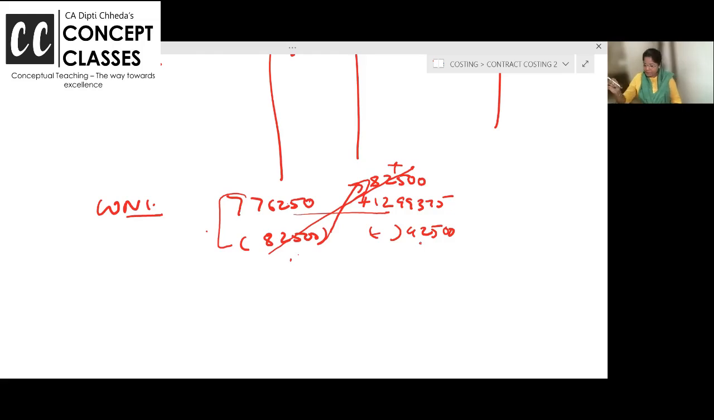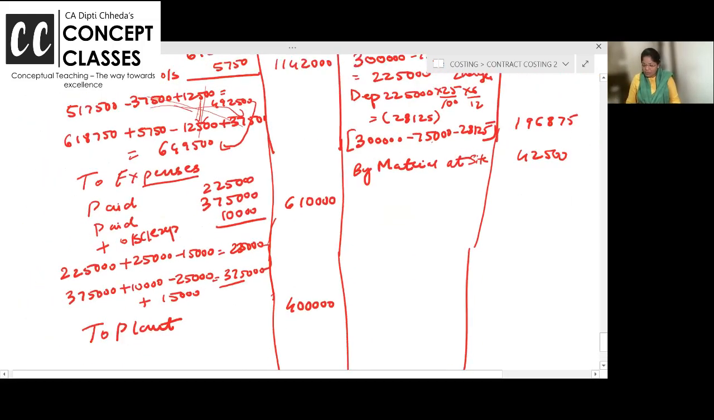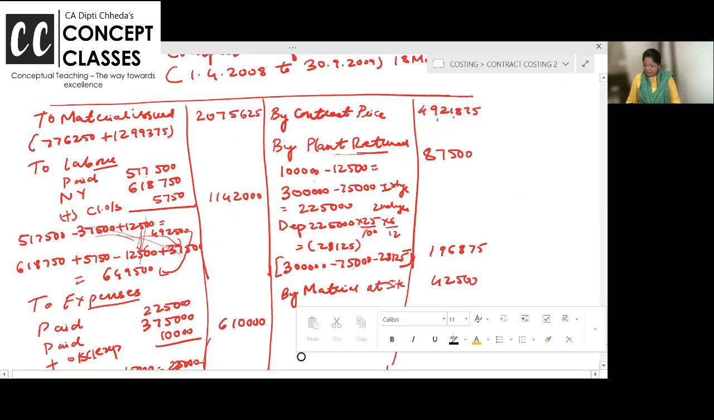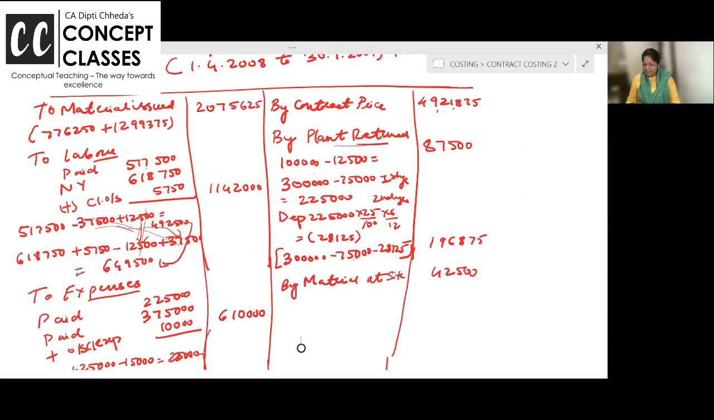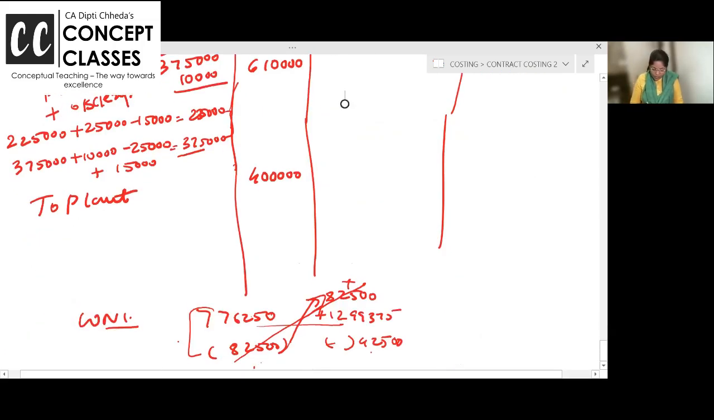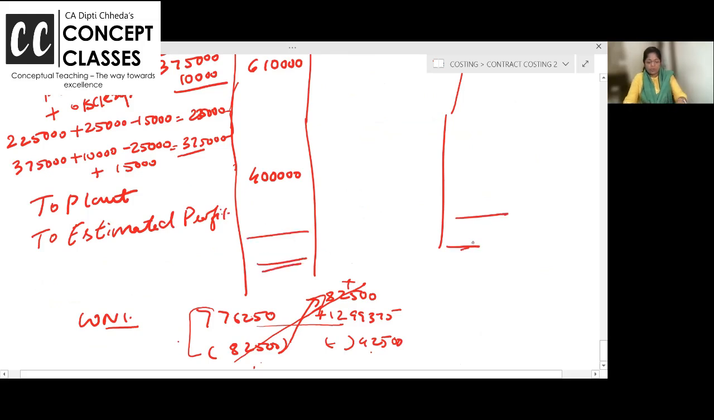Let's go ahead. Right. That's all for this beautiful small contract account. Material, labor, expenses on the debit side, plant on the debit side, contract and plant on the credit side. Now what you get, you call it as estimated profit for the whole contract. Estimated profit for the whole contract. You calculate and tell me. I will write it.